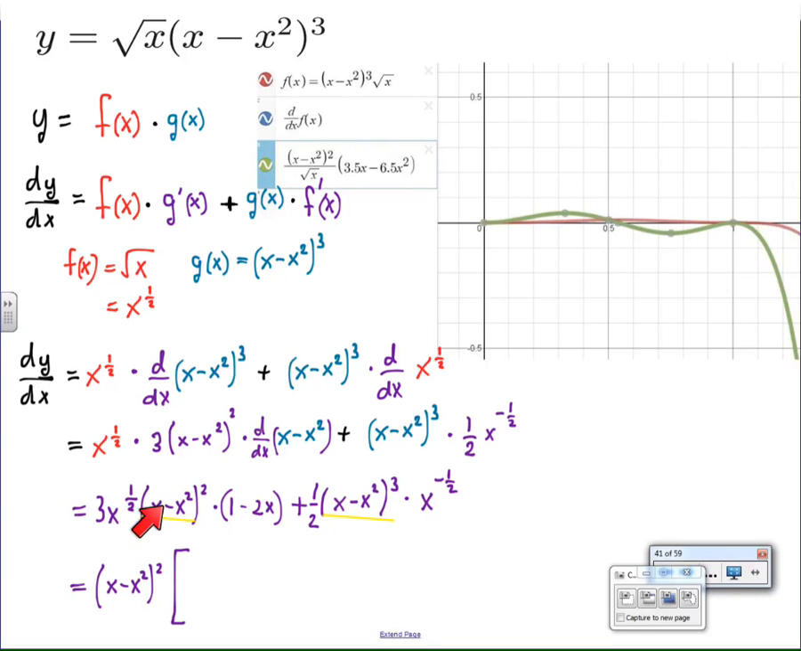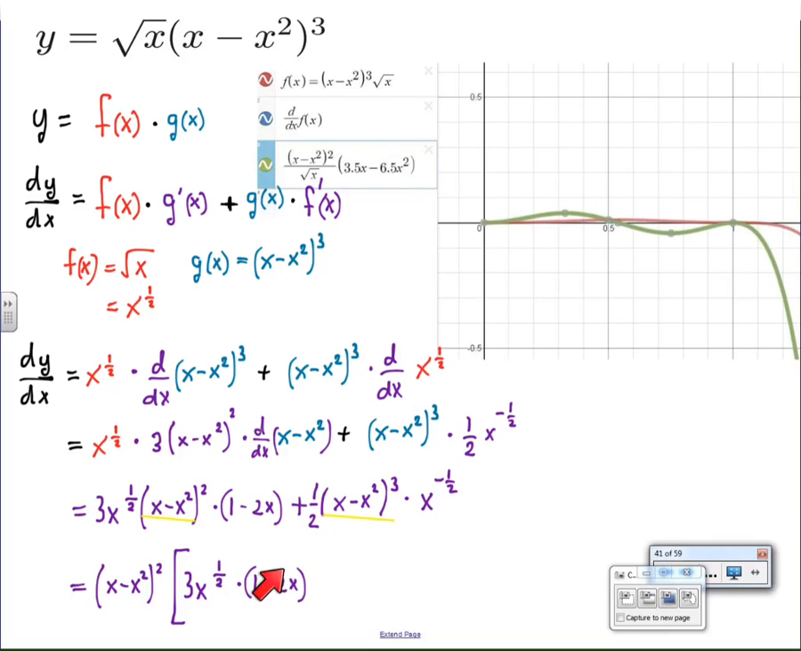So right here, I'm going to be aware of the fact that we have x minus x squared. There's two of those factors in the first term. This is all the first term. And that x minus x squared, there's three of those factors over here. So I'm going to take out two of the factors. This is like division. So if we take this first term and we divide by x minus x squared squared, we're left with 3x to the 1/2 power times 1 minus 2x.